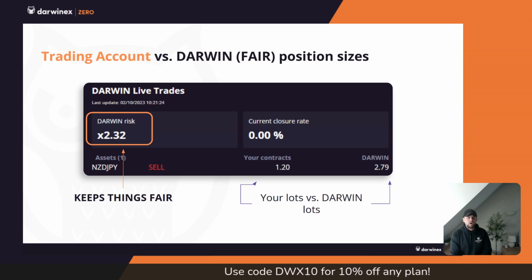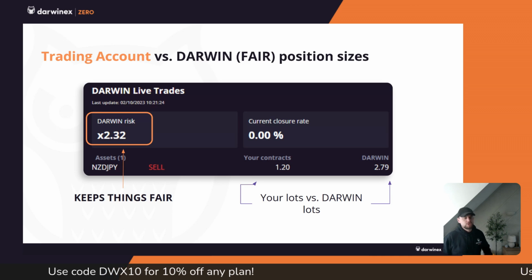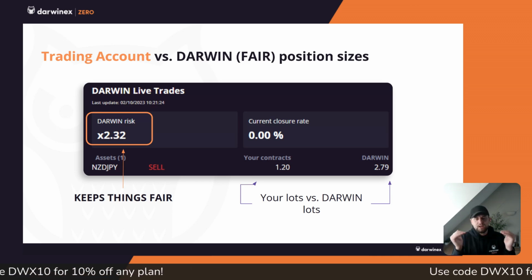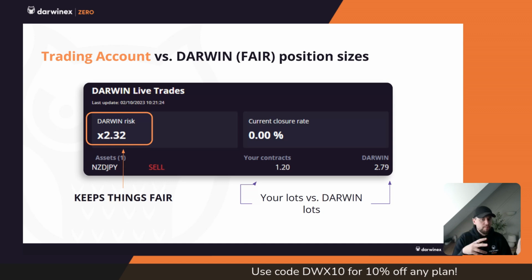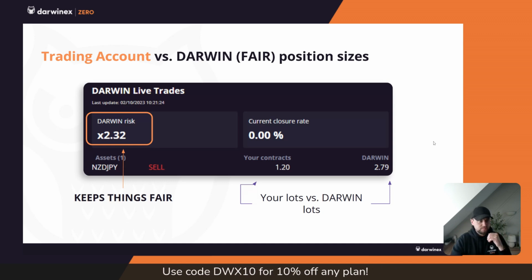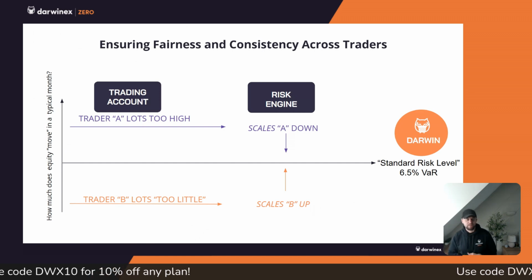That's the reason why martingale systems don't generally work very well with Darwinex, just because it's basically a conflict between what the risk engine's trying to do and what a martingale system is trying to do. One of them is trying to keep risk under control. The other one is trying to add risk to get out of a bad situation.